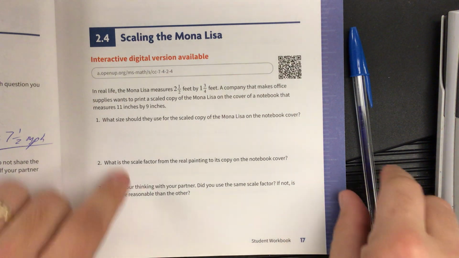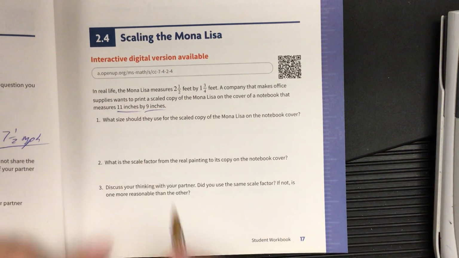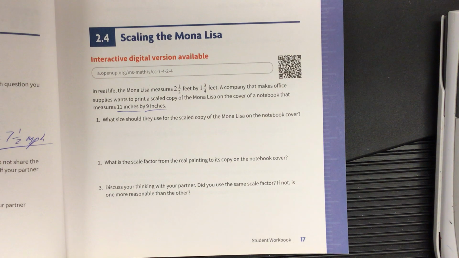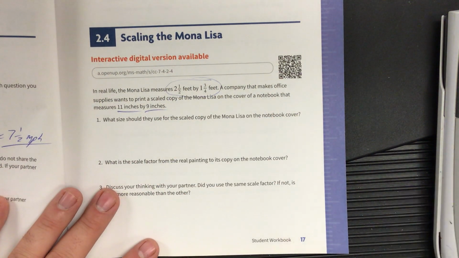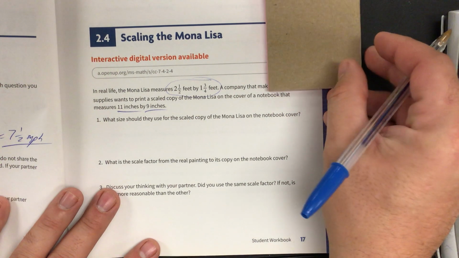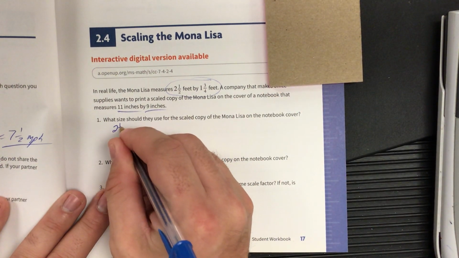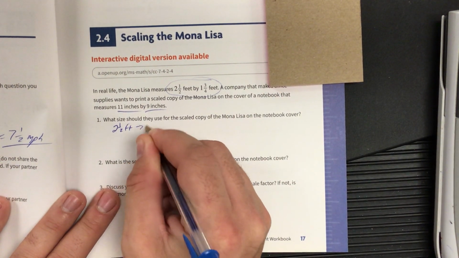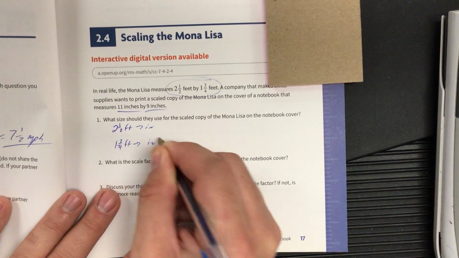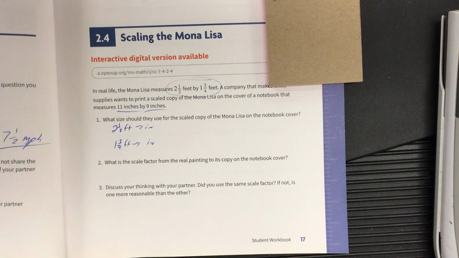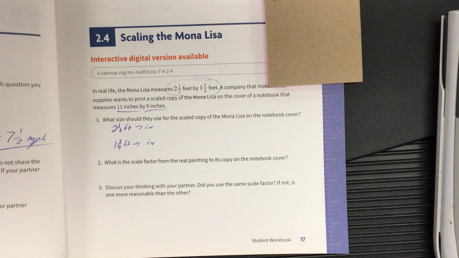All right, so because the notebook obviously usually is in inches, let's convert the real life Mona Lisa picture into inches. So why don't you make 2.5 feet into inches for me? Ladies, why don't you do that one? Guys, 1 3/4 feet into inches. Obviously 12 inches in a foot.